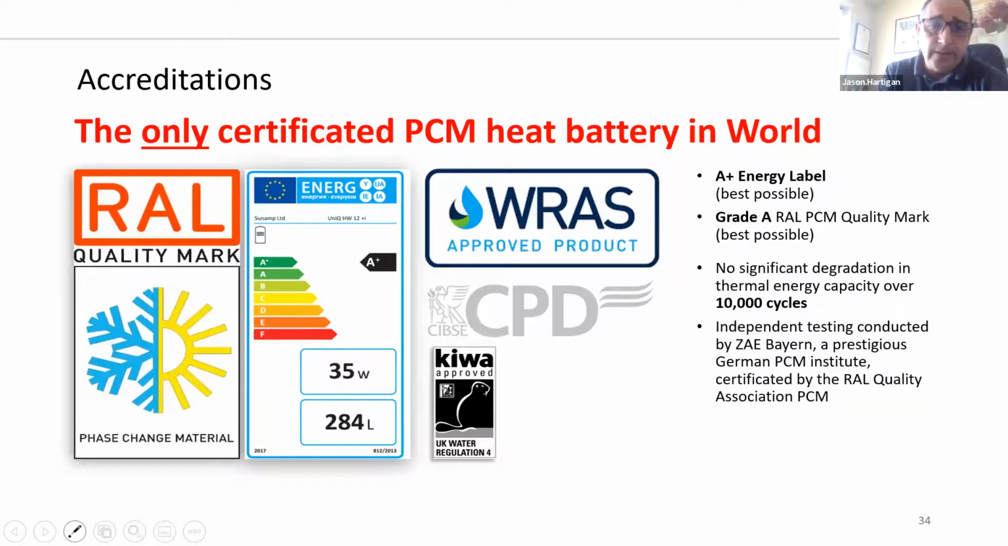So we're the only certified phase change material heat battery in the world, which was independently tested. So that was by Xavier Bain. 10,000 cycles equals about 13 years. We've independently tested it at Sunamp, and we switched it off after 50 years. So that's cycling twice a day, in the morning and at night, changing phase, changing back, with about a 1% degradation in the material. So it's a really, really steady material.